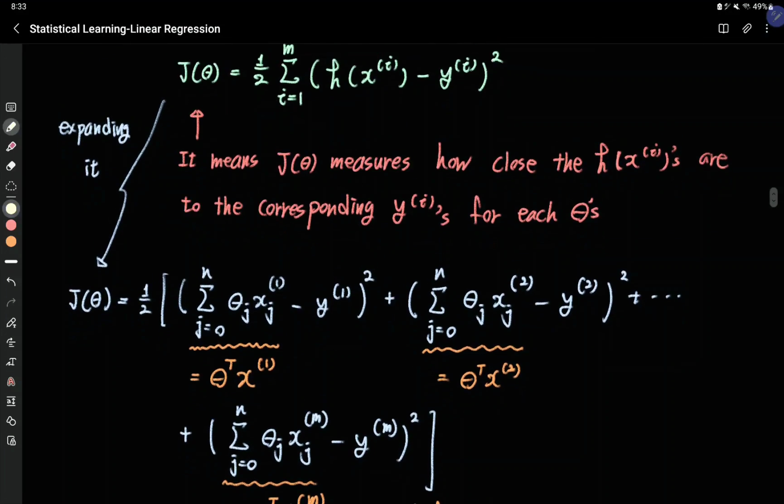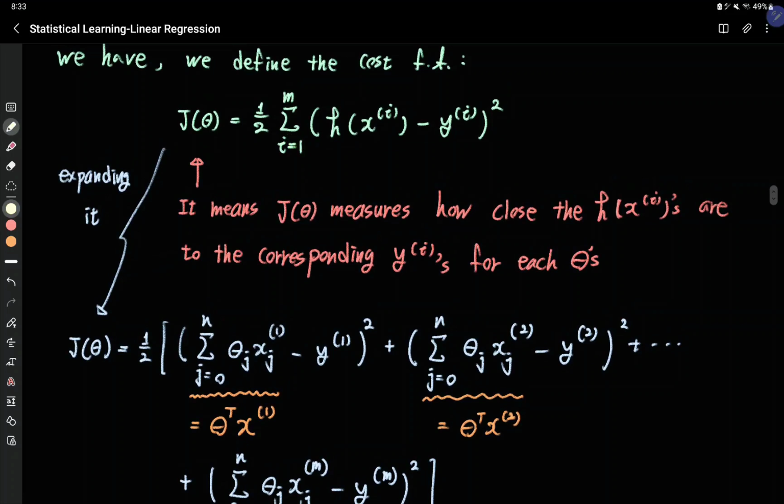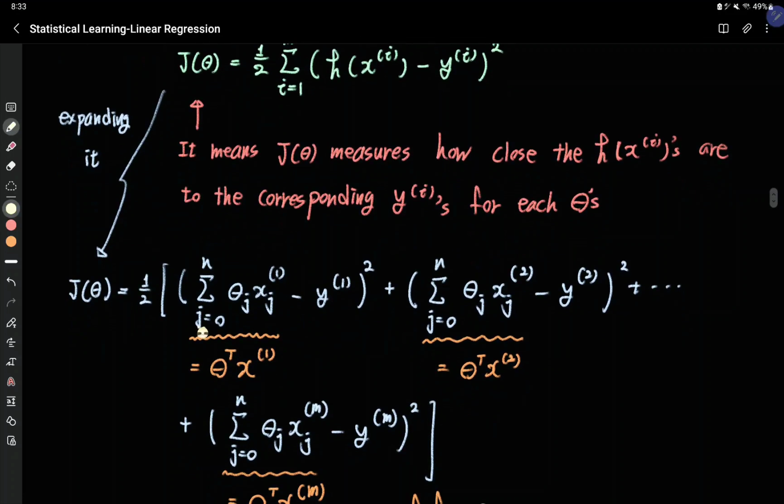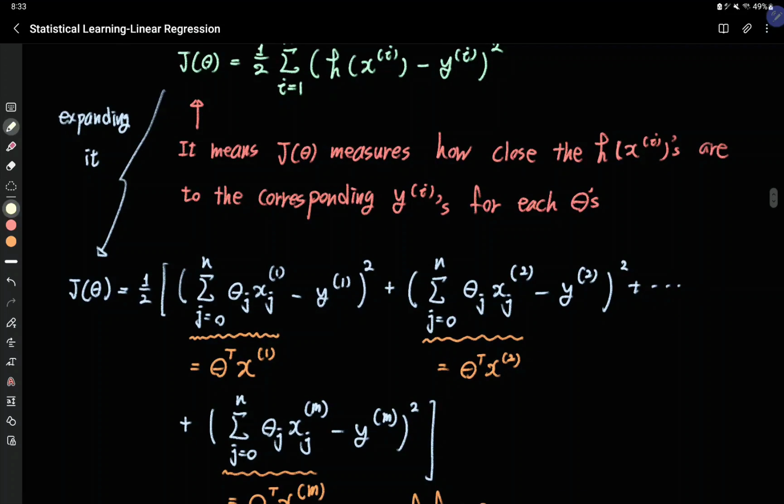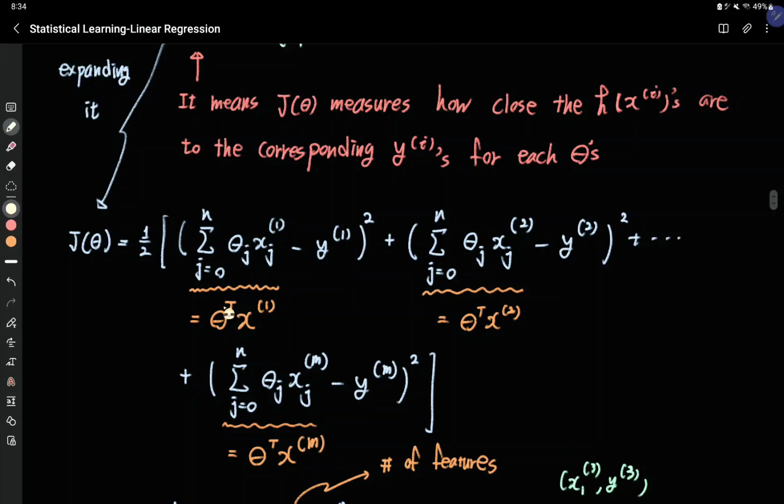J of theta is expanding the sigma. Then J of theta can be expressed like this. You see that here. And h of x^i can be expressed as a sigma of theta_j x_j. On the superscript 1, superscript 2, which means the first training example, second training example, and so on up to the mth training example, right? And then each sigma can be expressed as a vector multiplication, theta transpose times x, right?